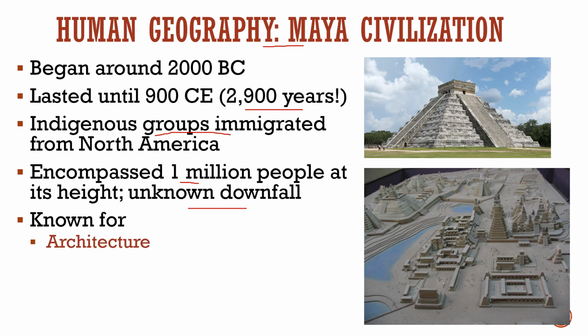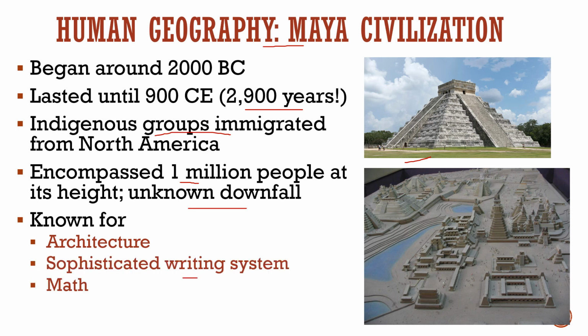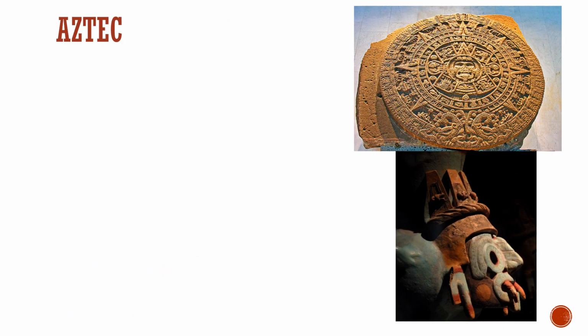This Mayan civilization is known for its architecture, so we see some examples over here to the right. Sophisticated writing system, math actually kind of being introduced by the Mayans, but then also agriculture and forestry. So they were able to be very successful because of these resources and these abilities.